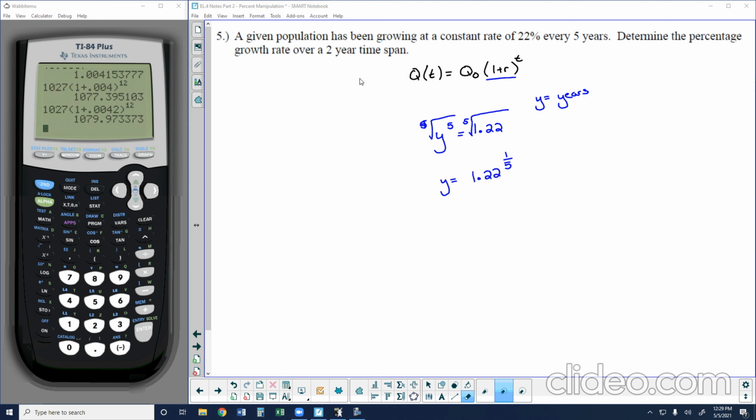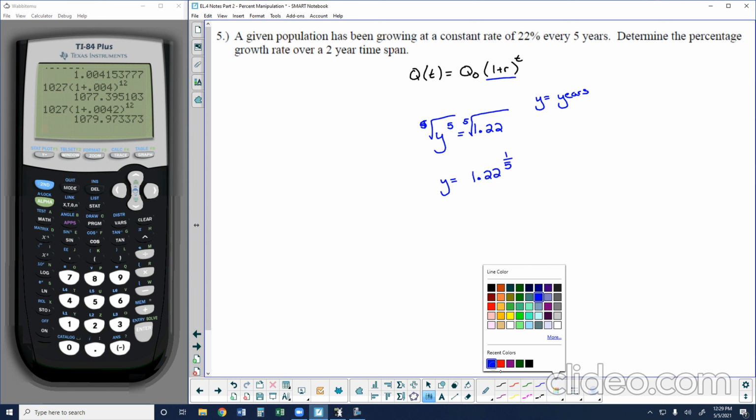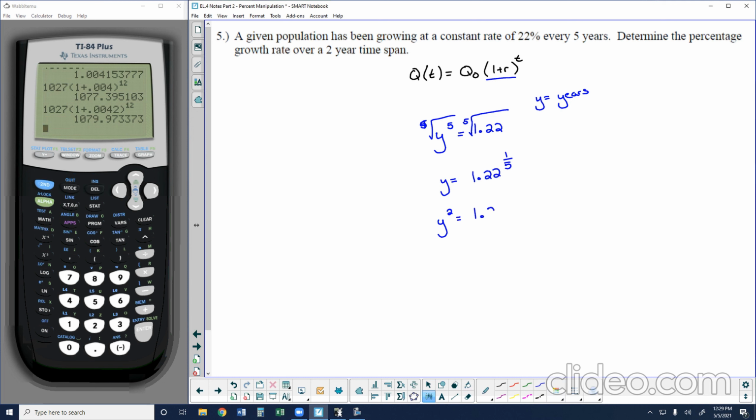Now, if I want to find the growth rate over a 2-year time span, that would be 2 of these applications, so y squared. So y squared would be 1.22 to the 1/5 squared, which we know with our properties of exponents would be 1.22 to the 2/5 power. And you can get here in fewer steps.